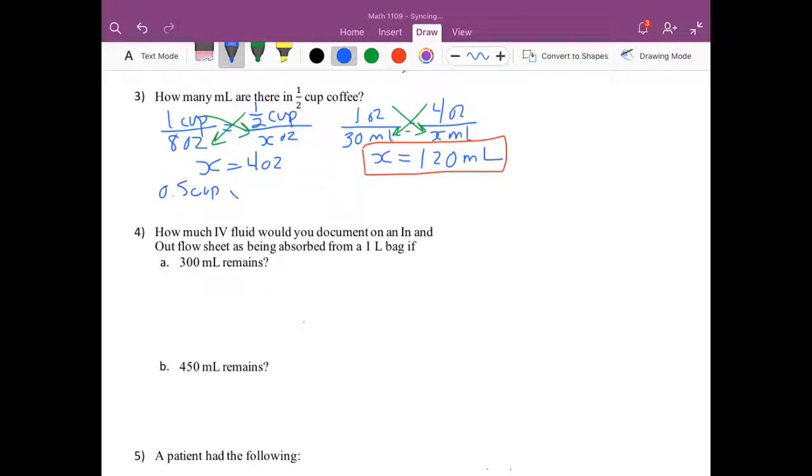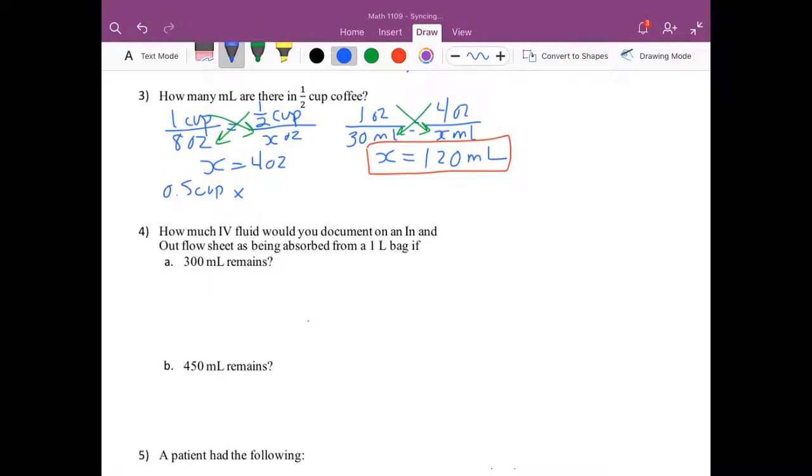and I'm going to multiply it by the ratio 1 cup is 8 ounces. But because I have cup on the top on this side, I want the cup to be on the bottom.